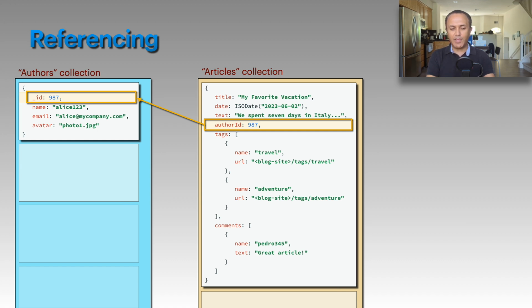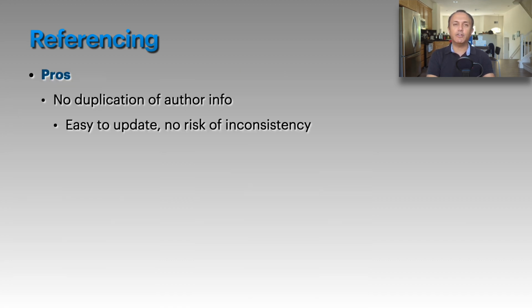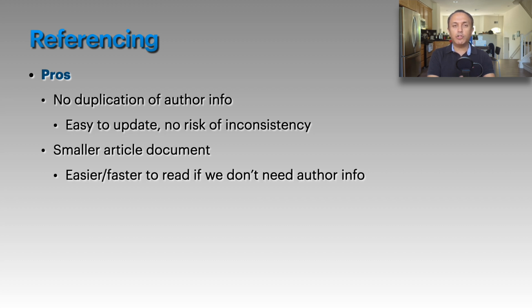The main advantage of that obviously is that we don't have duplication of the author information. If the same author writes multiple articles, the author information is only stored once and you have multiple references to that same document. So if we want to update the author information, you only have to update it in one document. You also have smaller article documents, again, because we don't include all the author information there, we just put the author ID. So the document for the article is smaller.